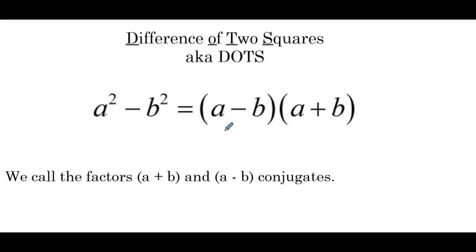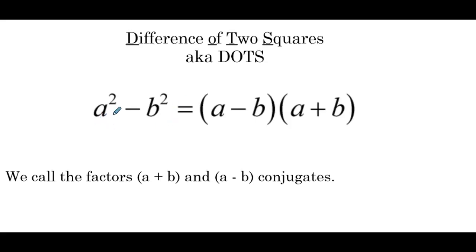Okay, so if two factors have the same terms, but all that is different is the sign in between the two terms, they're referred to as conjugates. And now, a couple things have to be true to have the difference of two squares. So if we have a squared plus b squared, no good, right? That would be the sum of two squares.